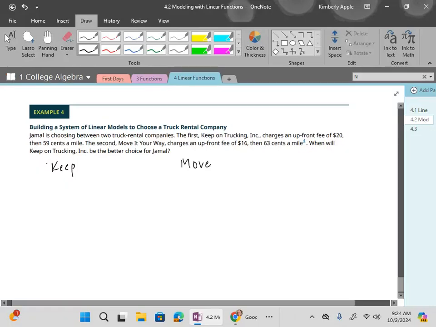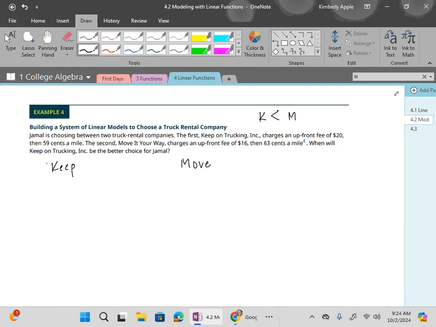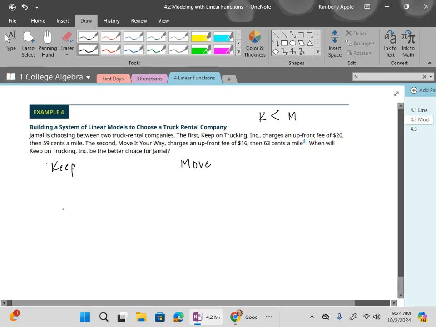When will Keep On Trucking be the better choice for Jamal? Well, that means that Keep On Trucking costs less than the Move It company, right? Wouldn't you say that the better choice would be the less expensive one? So we want the function k to be less than the function m. Upfront fee, that sounds a lot like an initial value, 59 cents a mile. That's the rate of change. We'll just call it x. And this one is 63 cents a mile plus an upfront $16 fee.